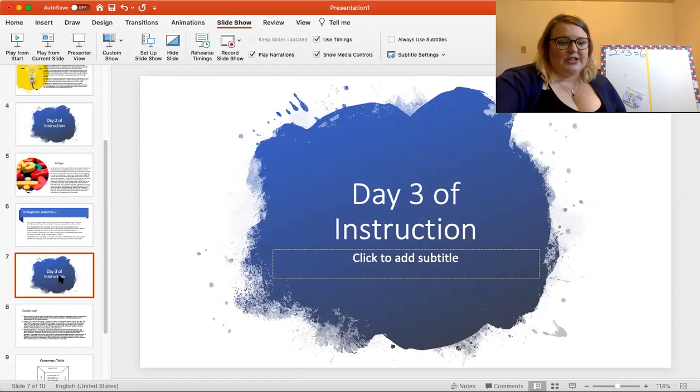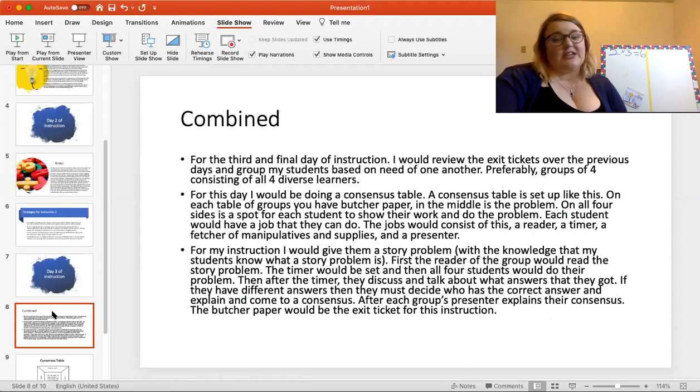Day 3 of instruction, I would combine the 2 strategies I have previously taught them by doing a consensus board. For the 3rd and final day of instruction, I review the exit tickets over the previous days and group my students based on need of one another. Ideally, I would like to have groups of 4 consisting of 4 diverse learners. Of course, that's not always the case in a normal classroom, but for this, let's say it is.